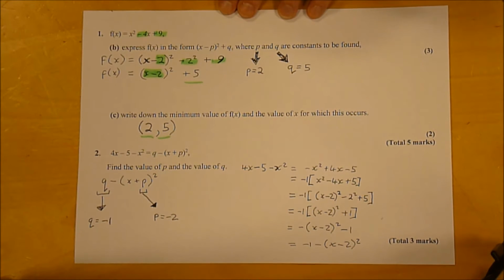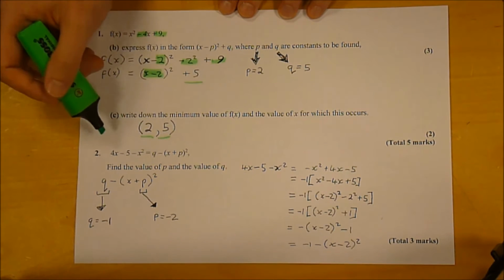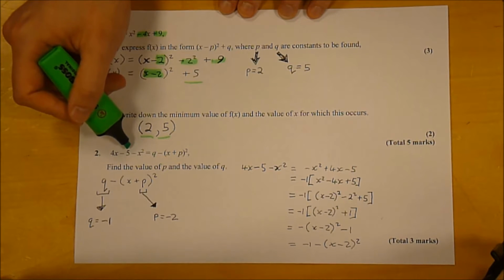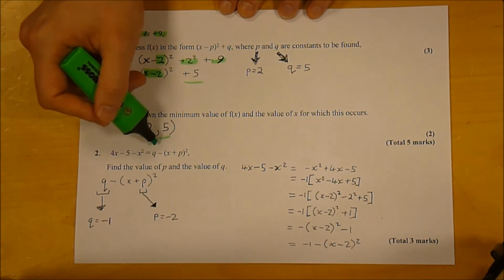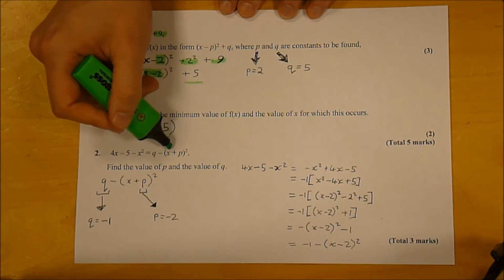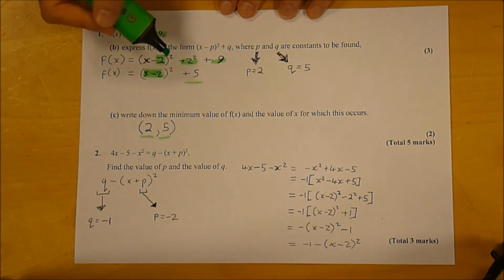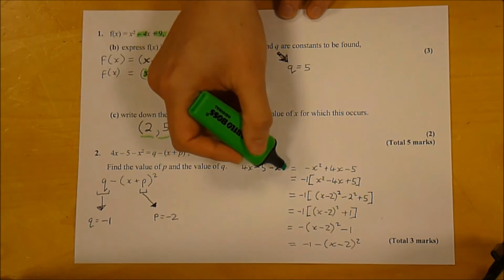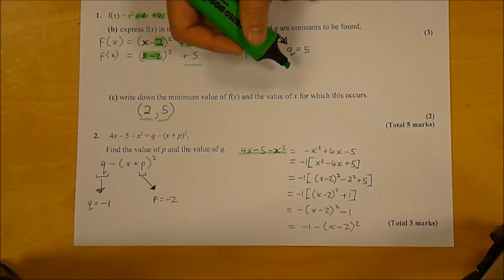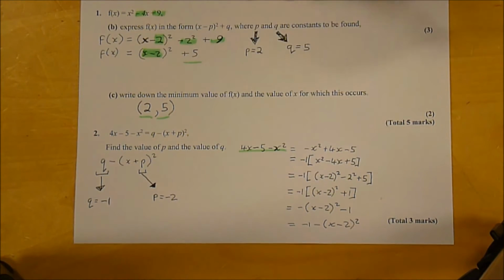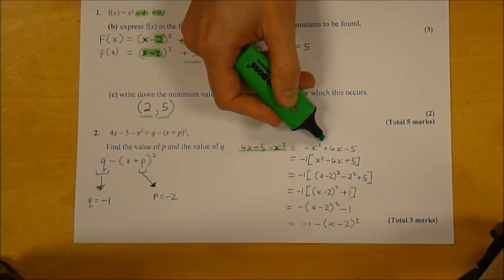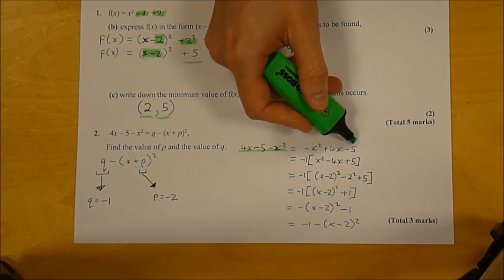Okay, that's question 1 sorted. When we look at question 2, it looks a little bit more intimidating because it says 4x - 5 - x² = q - (x + p)². To sort that out, the first thing I'm going to do is take that function and rewrite it in order of powers. So I've got -x² + 4x - 5.